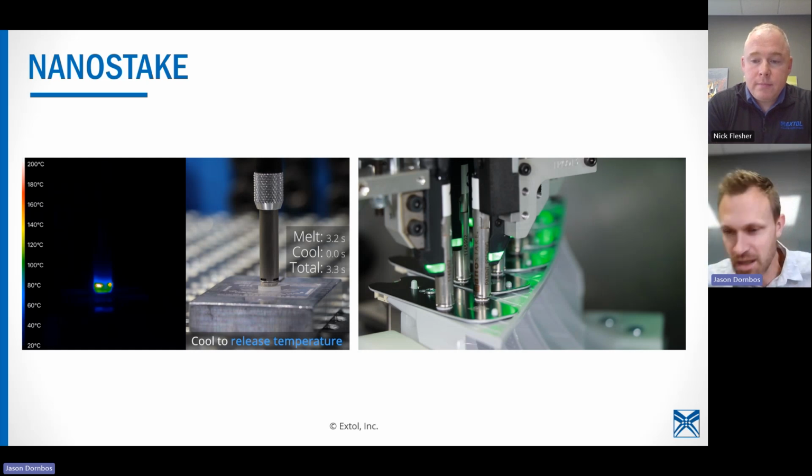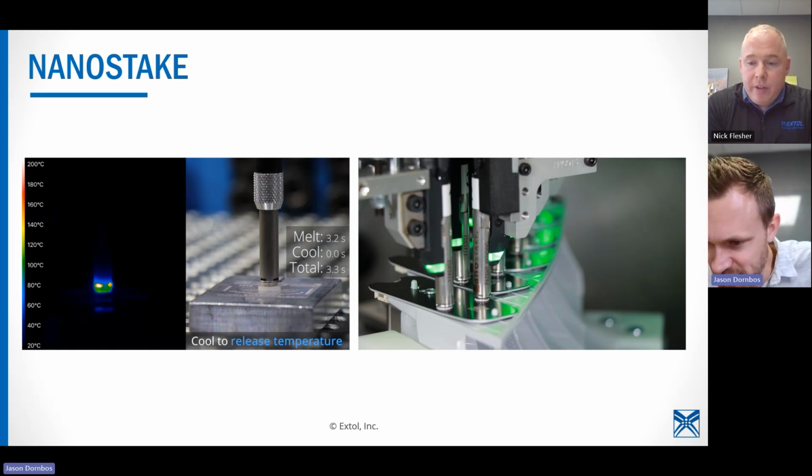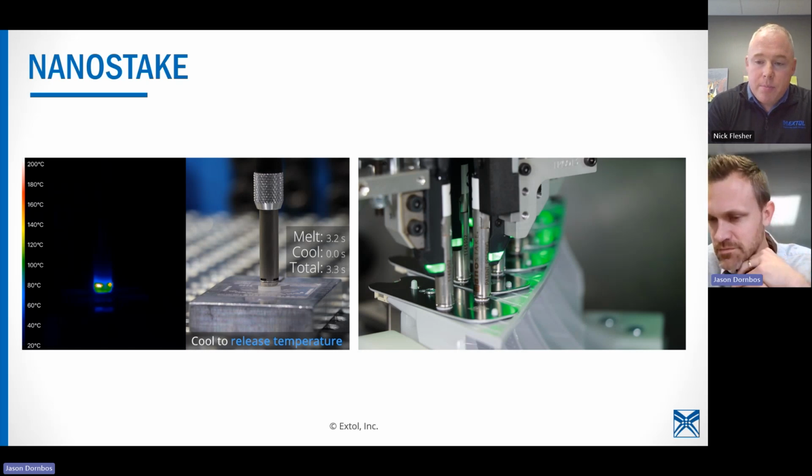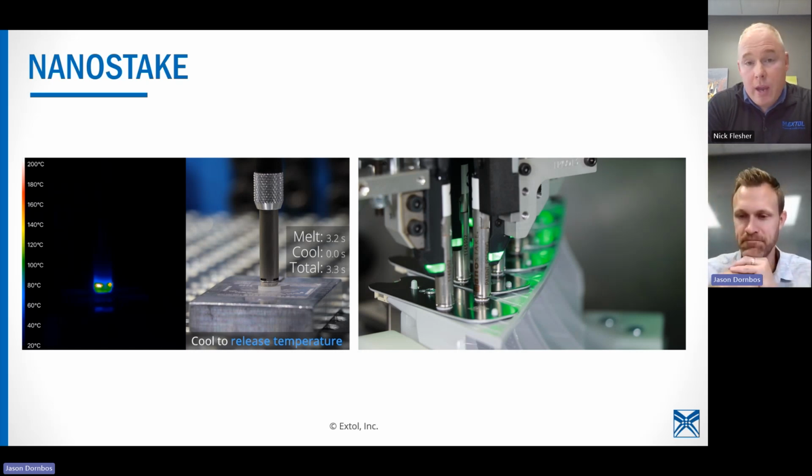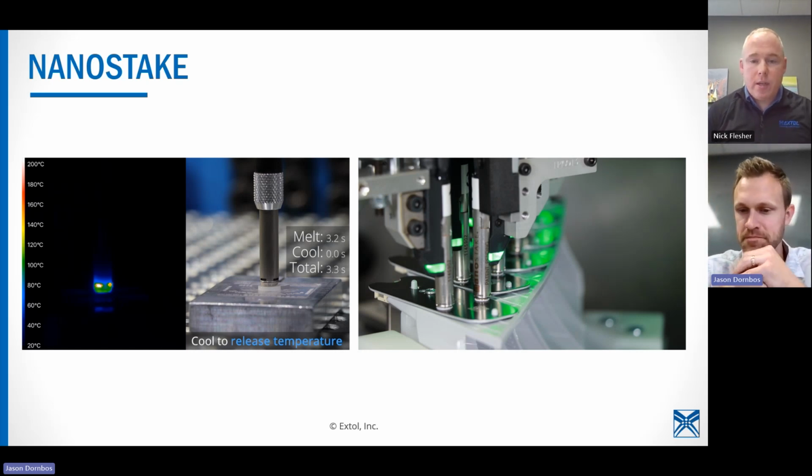It's great. Looks like there's a question. Bill is asking, based on the boss geometry, does the tip change, or is the tip shape always the same? Usually they are custom per application. Like in the video that Jason just showed, they would be common within one machine.